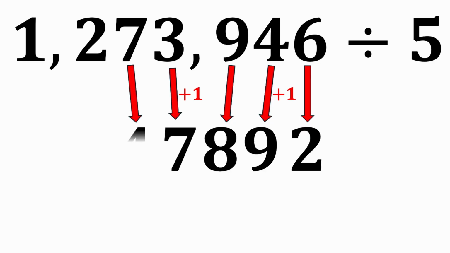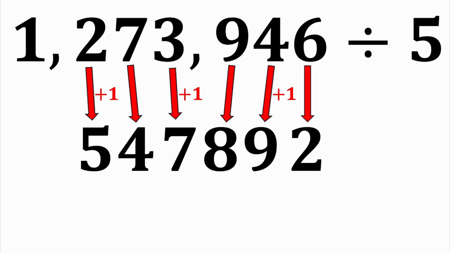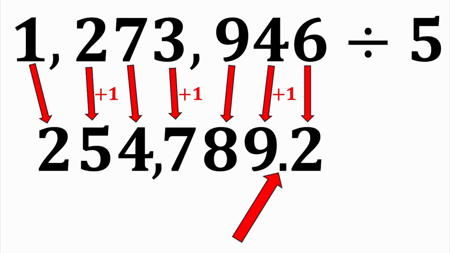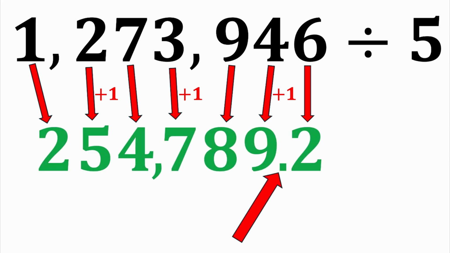7 times 2 is 14, we're going to carry the 1. 2 times 2 is 4, plus the 1 we carried from before is 5. And finally, 1 times 2 is obviously 2, and here we have our number, but we've got to add that decimal before the last digit, and there we have it. Our answer is 254,789.2. Kind of cool that you can do all this without a calculator, isn't it?